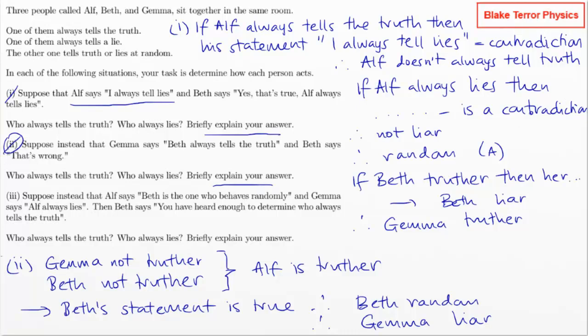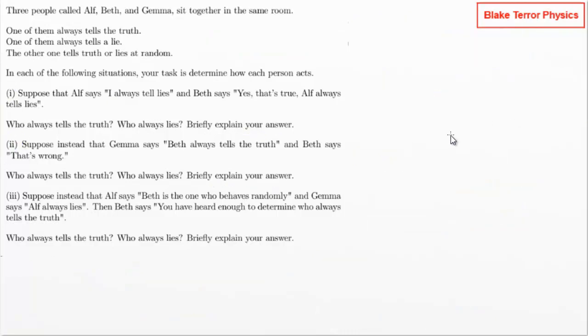So slightly different structure on that last explanation. Right, that's the second part. I've gone to a clean screen for the last one, so I filled up all of that. Right, last part. Suppose instead that Alf says Beth is the one who behaves randomly. Gemma says Alf always lies. Then Beth says you've heard enough to determine who always tells the truth. Right, okay. So again, we've got exactly the same things that we have to supply on all of this.